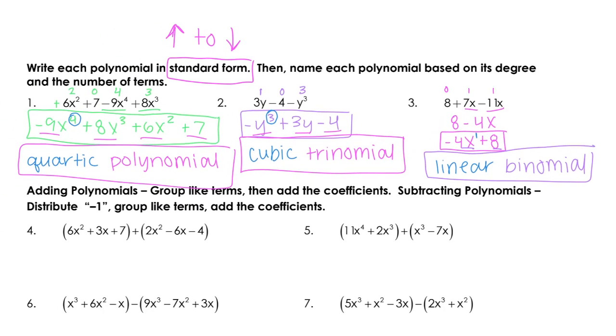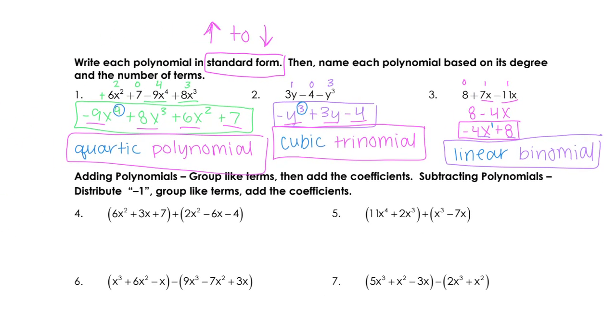So you'll notice that that is it for just 1 through 3, putting it in standard form and then naming it based on its degree and the number of terms. Please, please, please notice the name of the degree comes first and then the number of terms comes second. So basically we're looking for a constant, linear, quadratic, cubic, quartic, quintic, 6th degree, on and on and on. And then the second name is always the nomial, whether that's a monomial, binomial, trinomial, or polynomial.